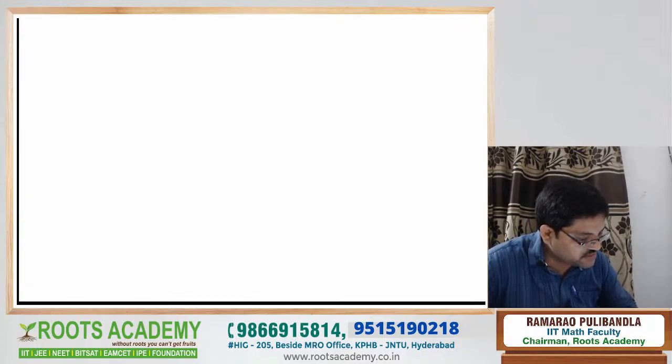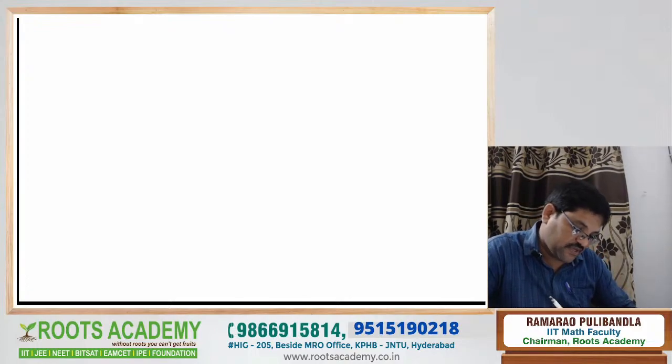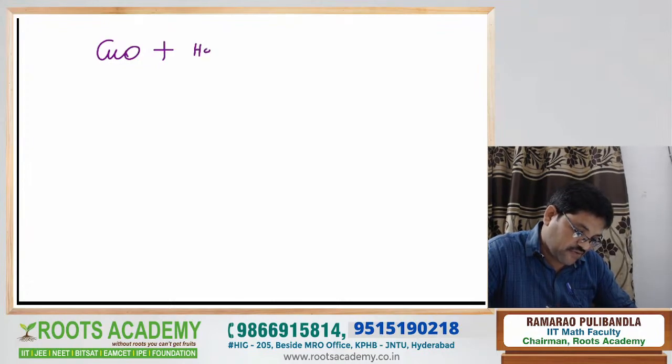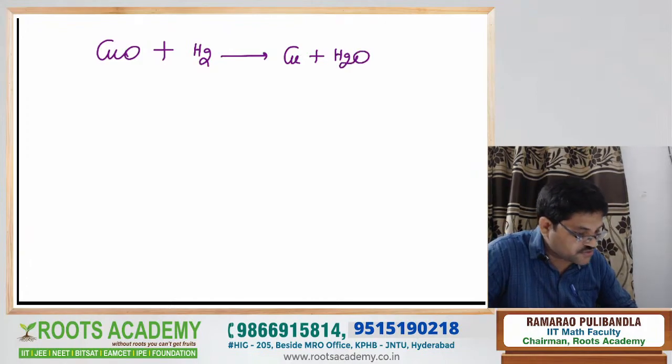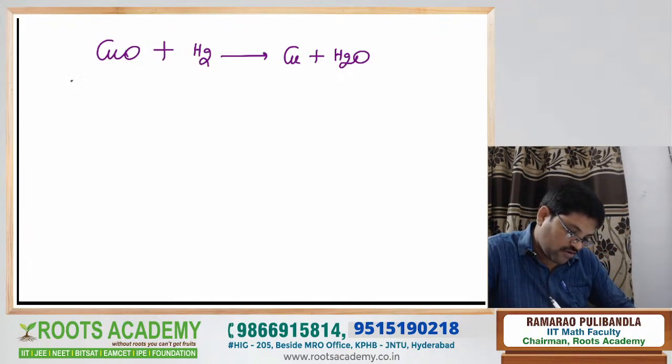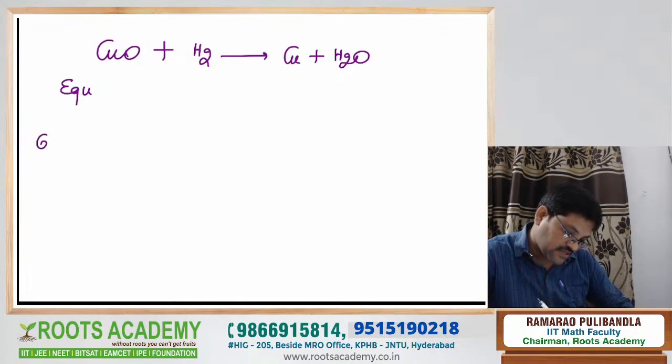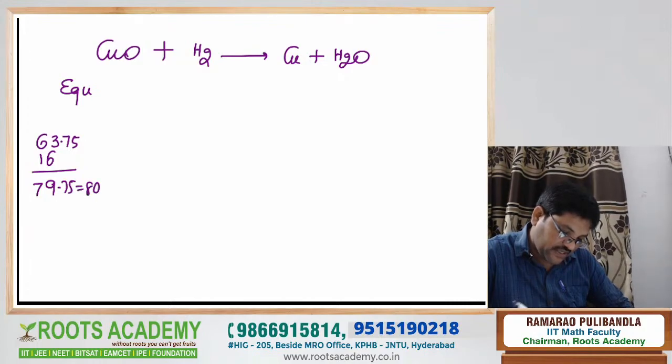What volume of the H2 gas at STP is required to reduce 0.795 grams of CuO to give Cu and H2O? Simple equation, CuO, cupric oxide. So how many grams of H2 gas is required? CuO plus H2 gives rise to Cu plus H2O. Understood what I am saying? So according to the equation, STP is given. Here cupric oxide. Copper atomic mass is approximately 63.75. Oxygen is 16, and you get 79.75. That is taken approximately 80 grams.